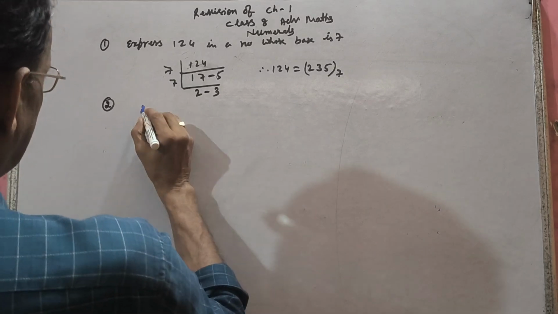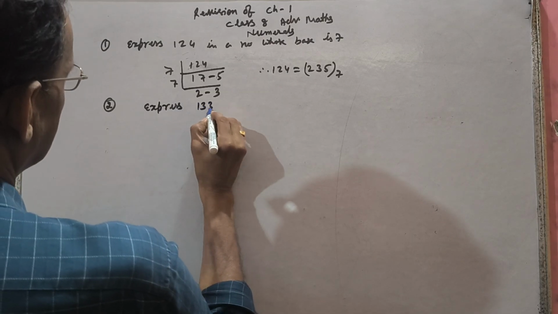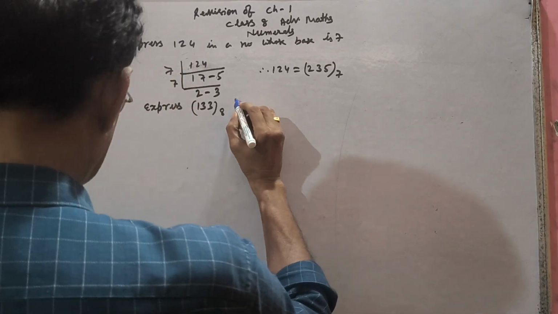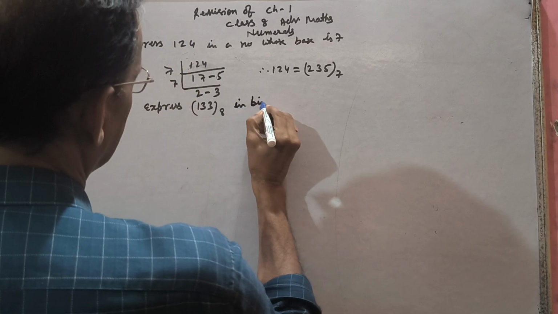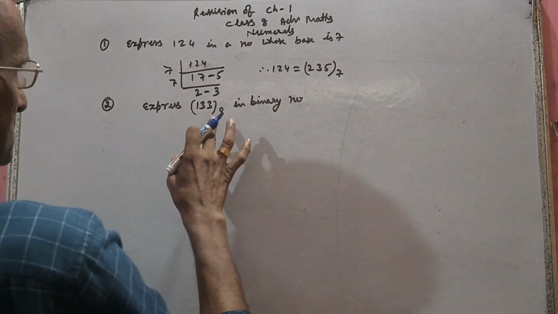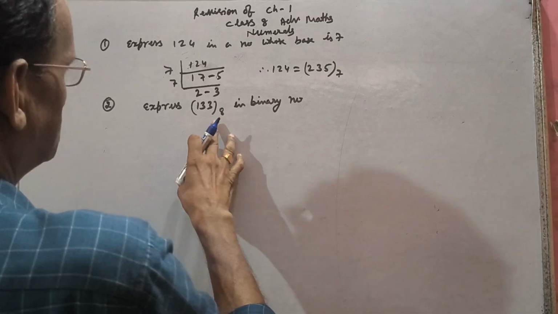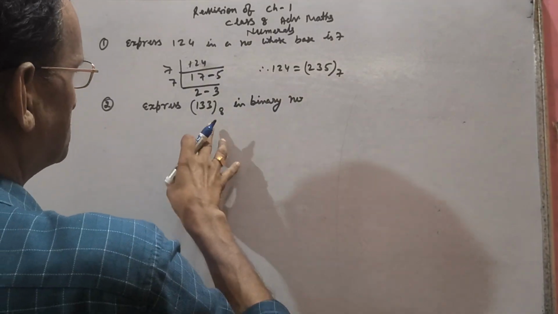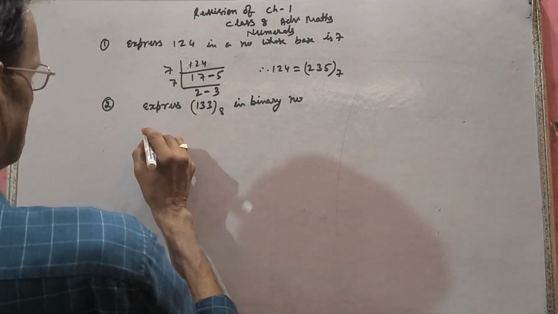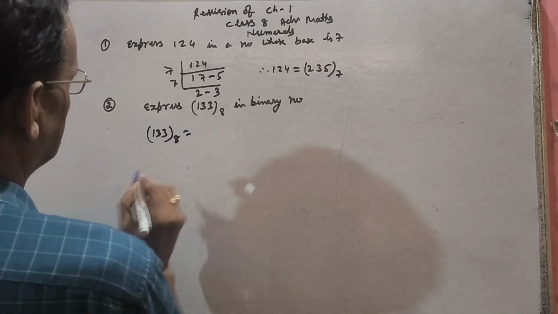Express 133 base 8 in a binary number. From another base to a binary number, in order to change a number with a different base to binary, first you have to change the given base into a decimal number. So you need to convert 133 base 8 into a decimal number.